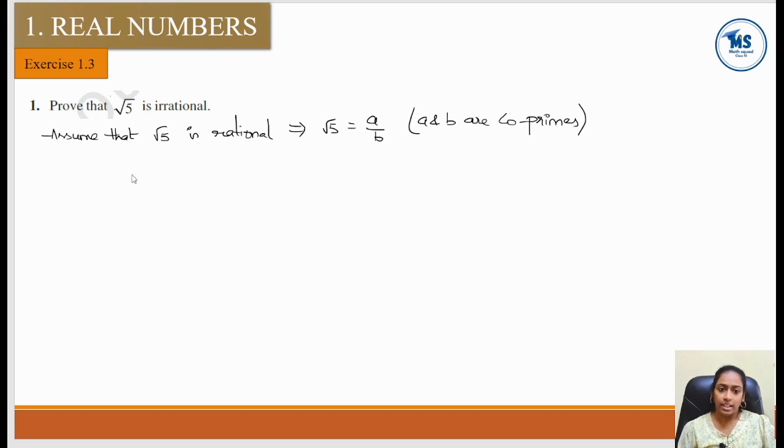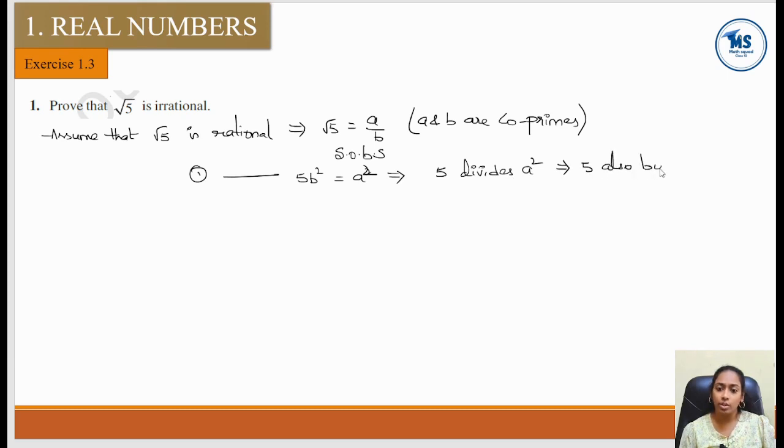Okay, then let us do squaring on both sides. Then it will become 5b square is equal to a square. Of course, I've taken b there. Then I got my a square as 5 into b square, which means 5 into something. First I will take this as my equation 1. That implies 5 divides a square, right? And if 5 divides a square, then 5 also divides a.